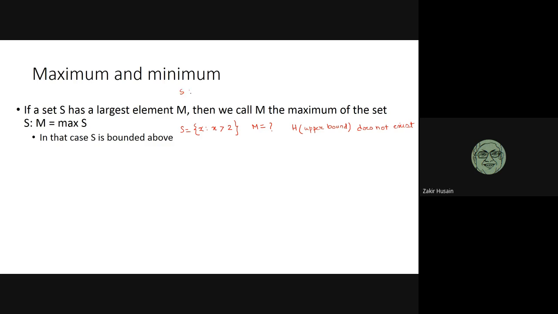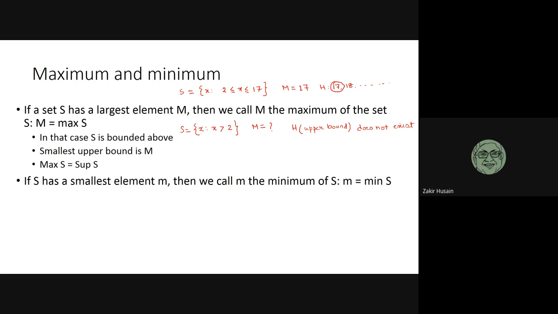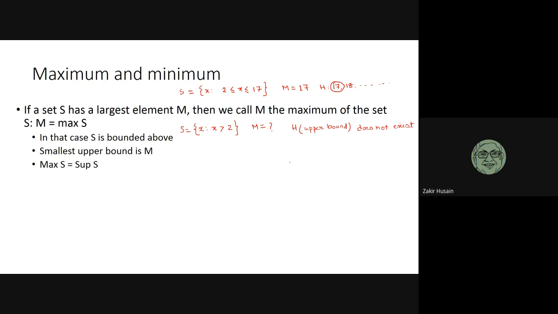But suppose we take another set S. What is the maximum of this set? 17. And what are the possible candidates for an upper bound? Greater than or equal to 17: 17, 18, 19, 20, and so on. And the supremum is the lowest element. Okay. So generally, if the set has an upper bound, then the maximum and the supremum coincide.